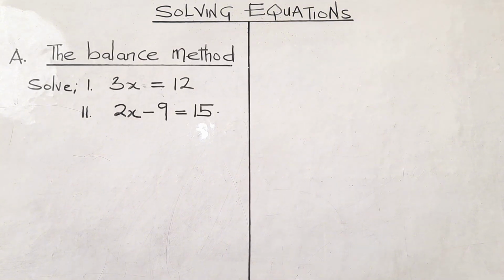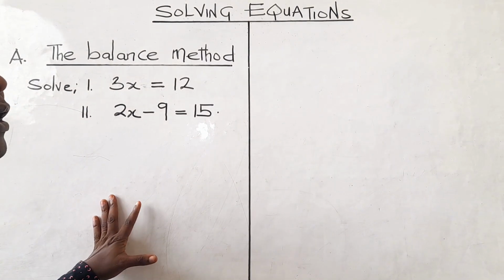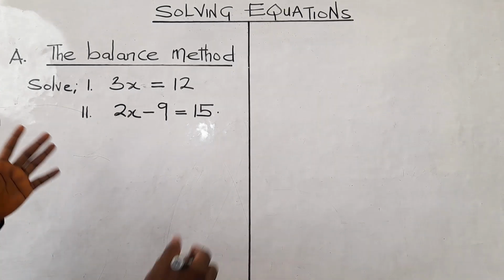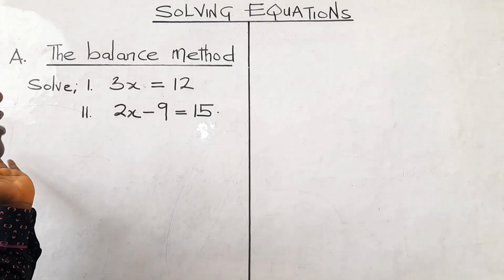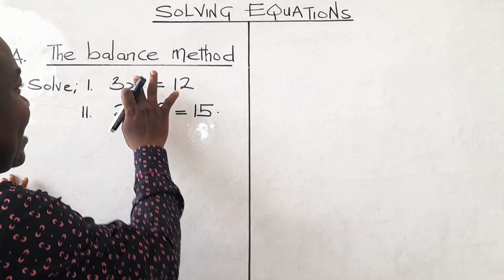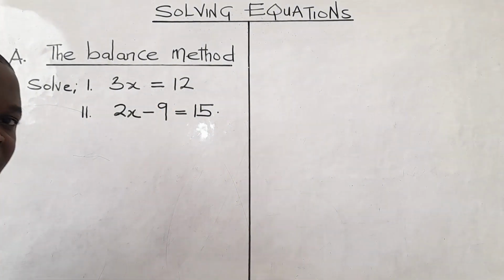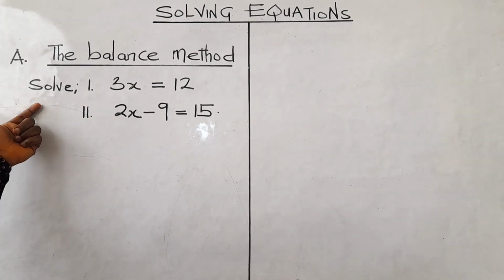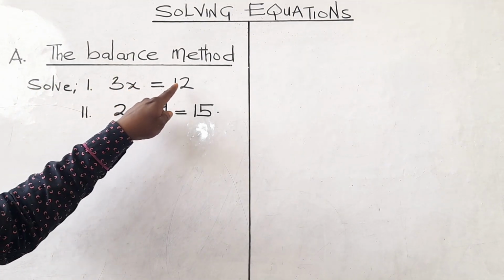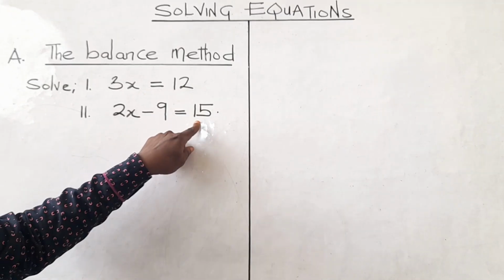Now, in solving equations, we are going to adopt the first method, which is the balance method. What is at the left hand side must be equal to what is on the right hand side, else this equality sign will not be valid. For these two questions, you have to solve: 1, 3x equal to 12. Second one is 2x minus 9 equal to 15.